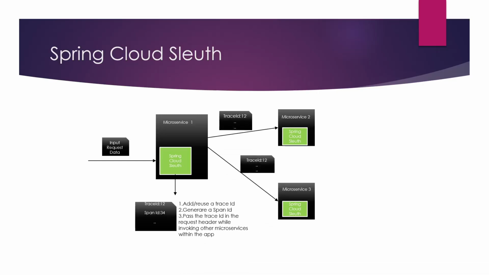And then if this microservice 1 in turn invokes a few other microservices along the line, while invoking those other microservices in the HTTP request, microservice 1 will add the trace ID that is generated. So what is the trace ID and span ID?